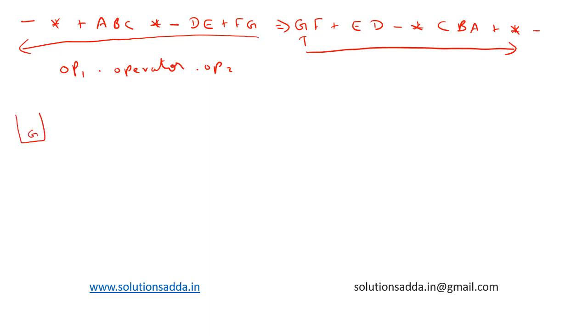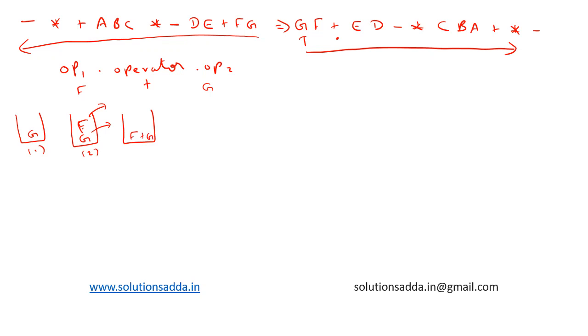We are pushing g into the stack. Now f follows, so g and f. Now we are seeing an operator, plus, so we pop the top two, f and g. So f would be operand one, the operator would be plus, and g would be the second operand. So f plus g. This will be pushed into the stack, f plus g.